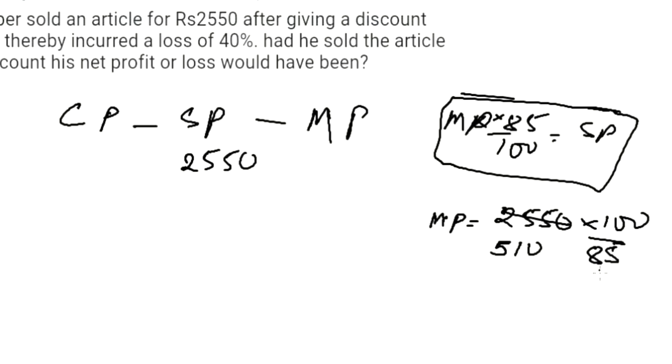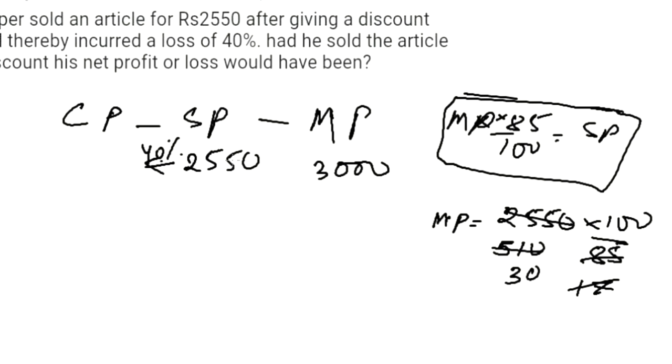5 5s are 25, and 5 1s are 5, and this is 17, correct? Again 3, no, not 3, 17, 3, and 0. So MP is how much? 3000. MP is 3000.